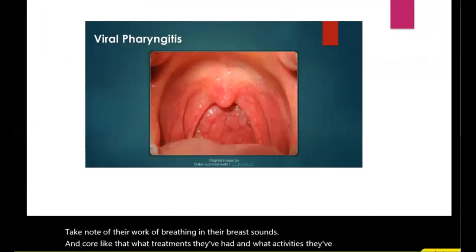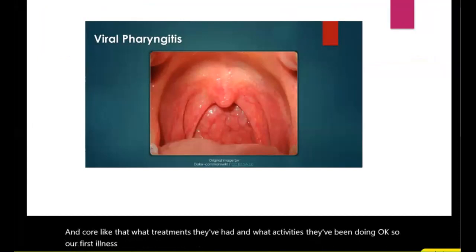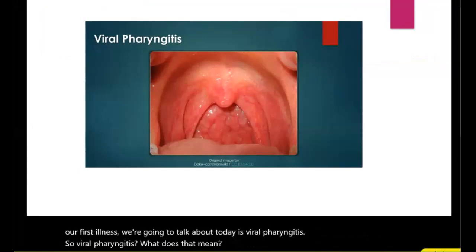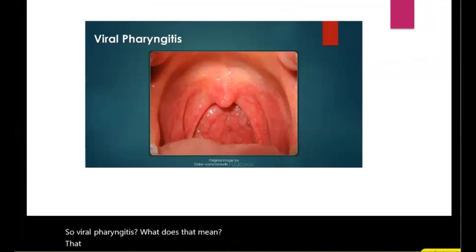Okay, so our first illness we're going to talk about today is viral pharyngitis. So viral pharyngitis, what does that mean? That means a sore throat caused by a virus, which is one of the worst sore throats that you can have.